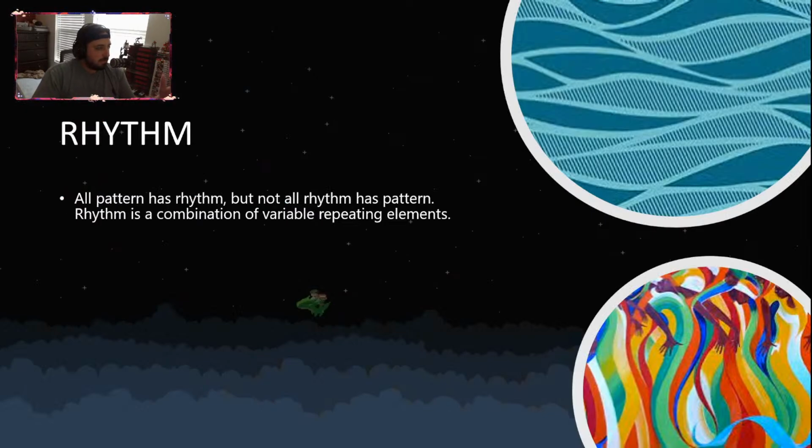And then the last, I don't know if this is last, but I think it is. Texture, repetition, pattern, rhythm. Yeah. So the last element I believe here that we need to talk about is rhythm, okay? And rhythm kind of goes hand in hand with pattern. So all pattern has rhythm, but not all rhythm has pattern, okay? Rhythm is a combination of variable repeating elements.